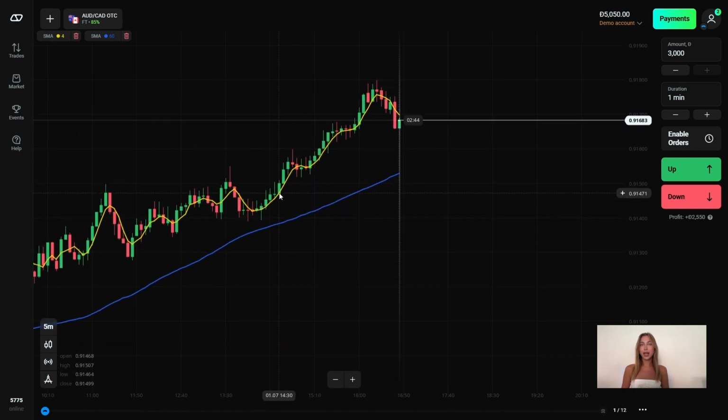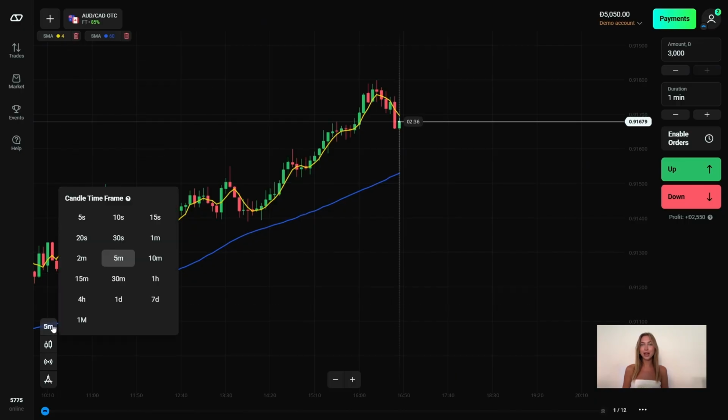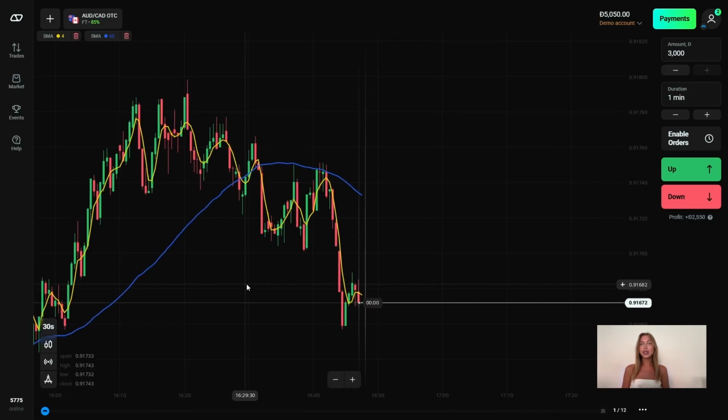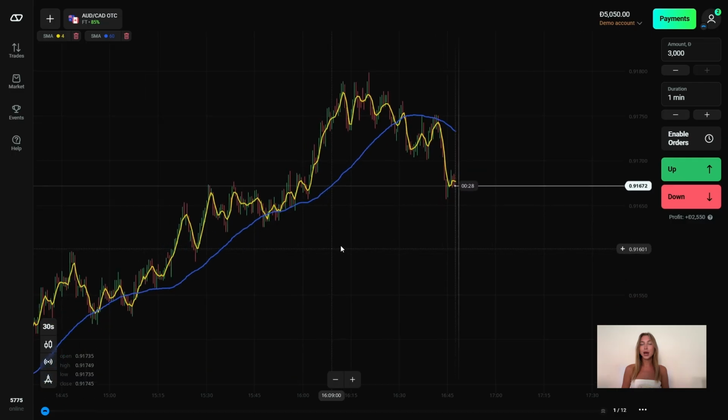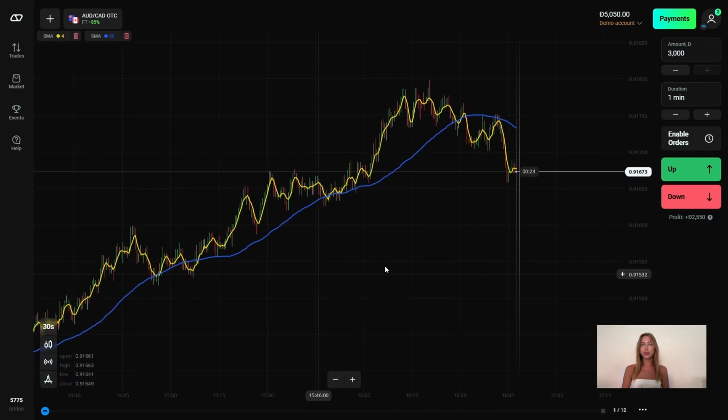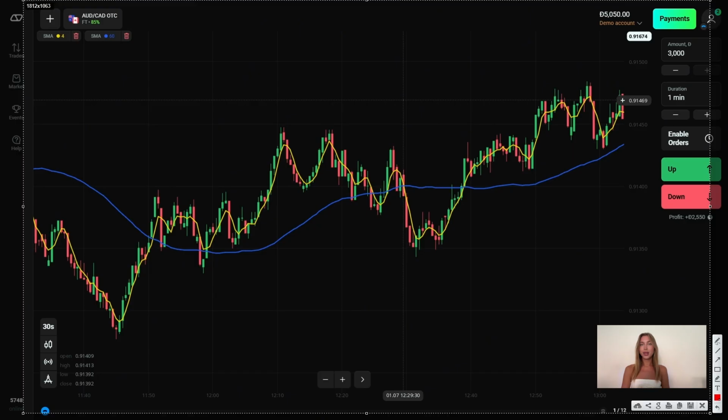We have two moving averages that appeared, and it's with their help that we'll be making money. However, I'd like to adjust the chart to my preference, so instead of the 5-minute time frame suggested by the strategy, I will choose the 30-second time frame. Now let's figure out what exactly we'll be basing our trades on. So this strategy involves using two moving averages.